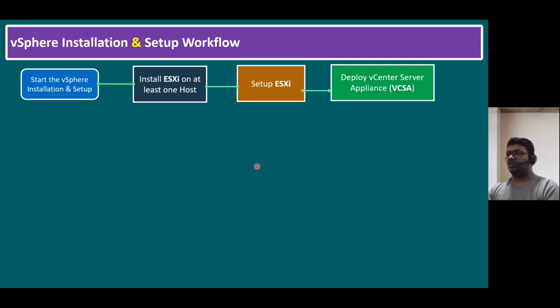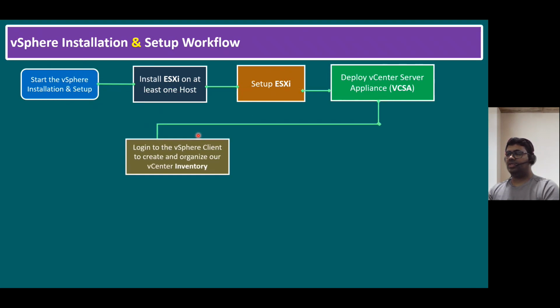And the next step, once ESXi is ready, we can deploy the vCenter server appliance. The vCenter server appliance, in short form, we call it VCSA, or sometimes we also call it vCenter or vCenter server. Whatever terminology we use, all represent the VCSA only, the vCenter server appliance. So once one ESXi host is ready, we are good to deploy a VCSA. And later on, you can provision a number of ESXi hosts.